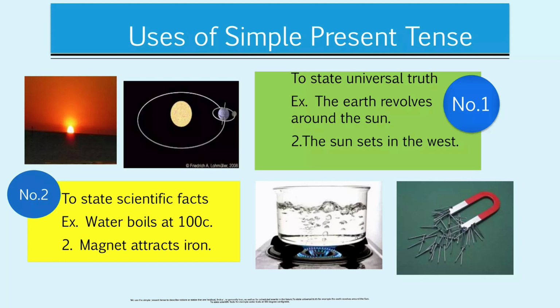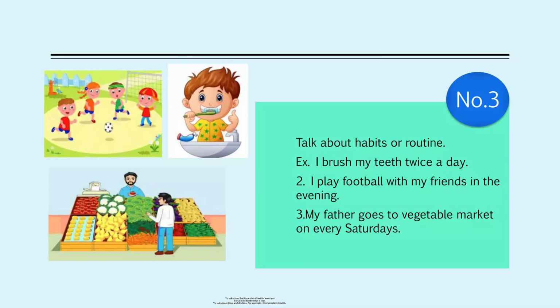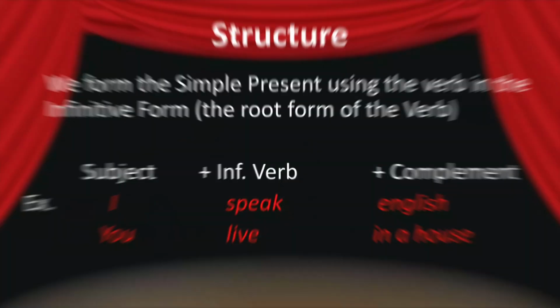To state universal truth. For example, the Earth revolves around the sun. To state scientific facts, for example, water boils at 100 degrees centigrade. To talk about habits and routines, for example, I brush my teeth twice a day. To talk about likes and dislikes, for example, I like to watch movies.